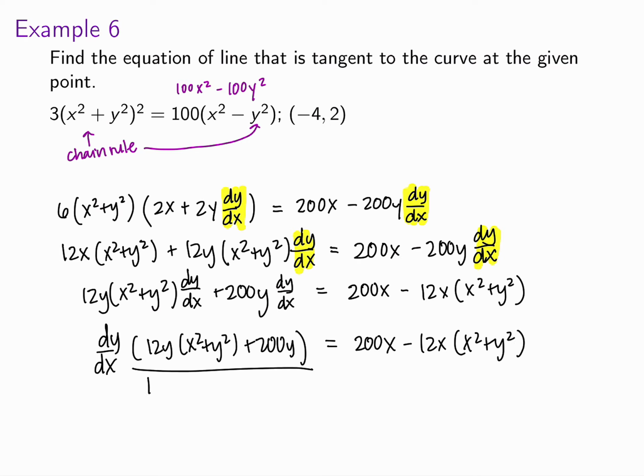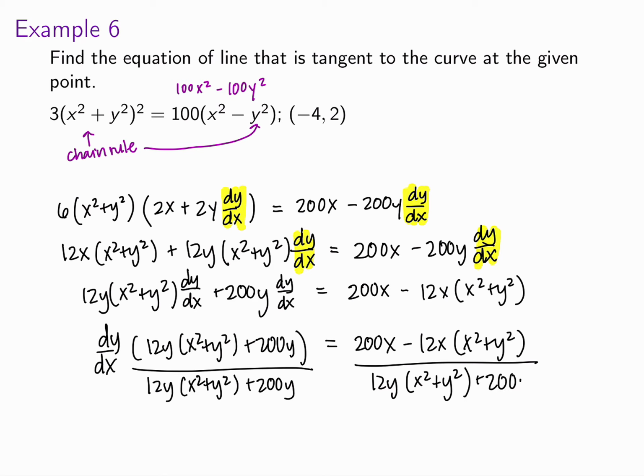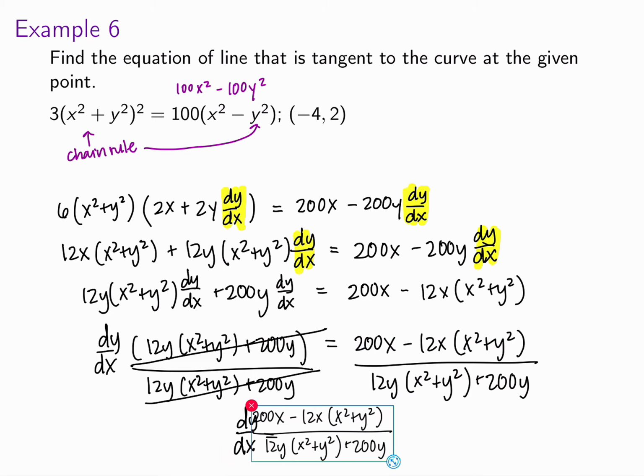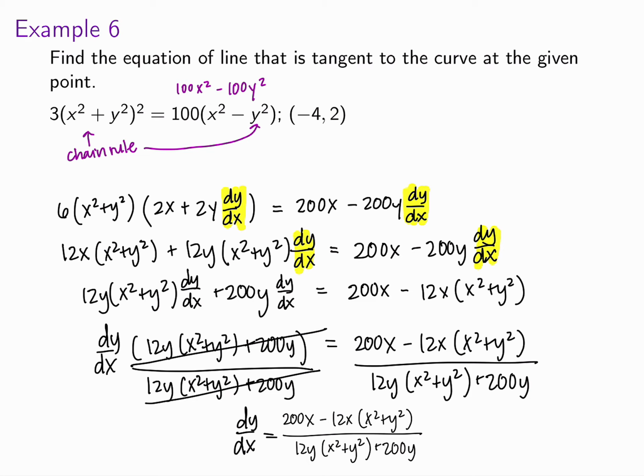And I can divide by 12y (x squared plus y squared) plus the 200y, and those will cancel. And I have that dy/dx equals all of this, which I'm just going to copy and paste. And there we go. So that is our derivative in terms of x's and y's.